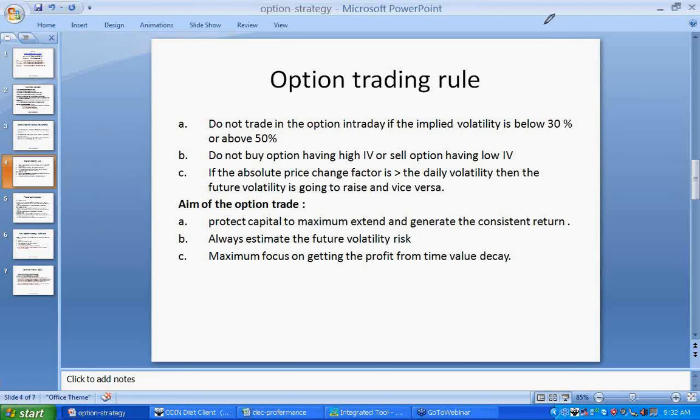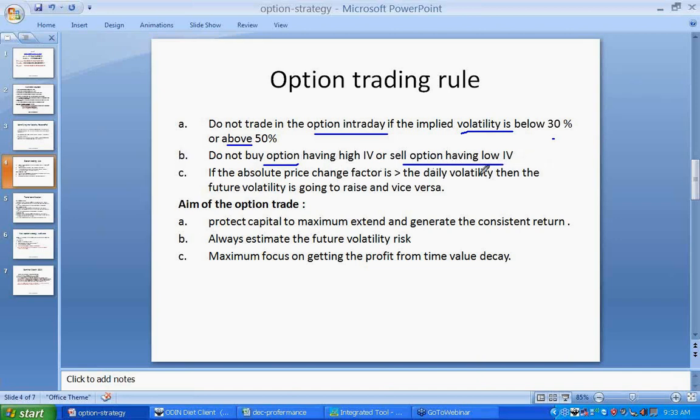In option strategy, or when doing a trade in options intraday, do not trade in the option intraday if the implied volatility of that particular option is below 30% or above 50%, because this may have an intraday decay, which may result in losses. Do not buy an option having higher implied volatility or sell an option having lower implied volatility.